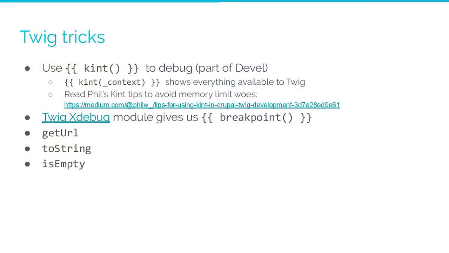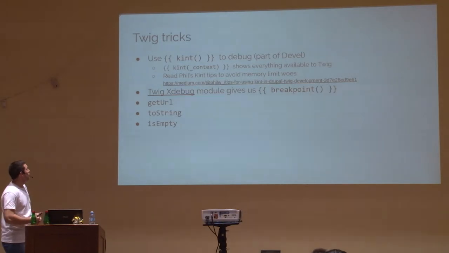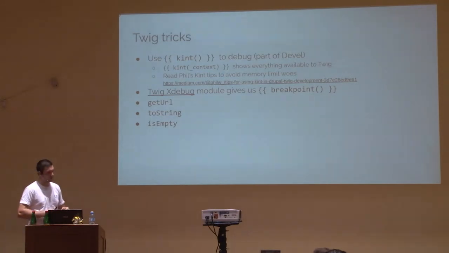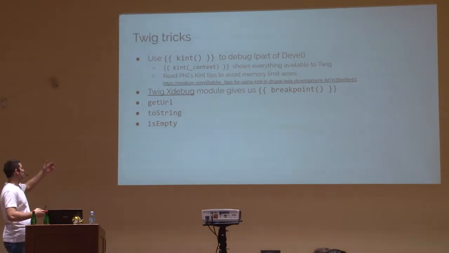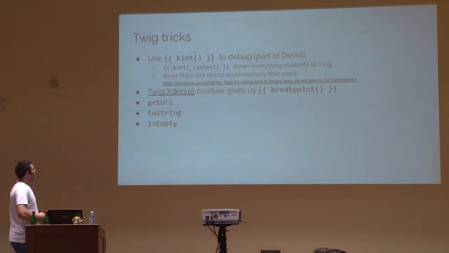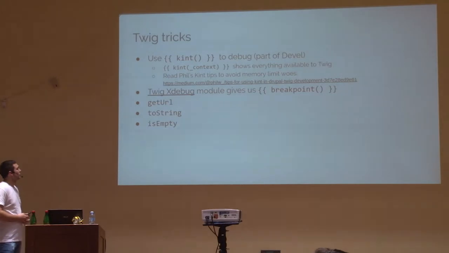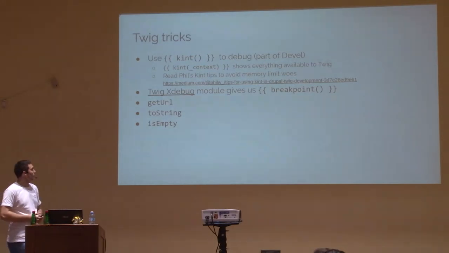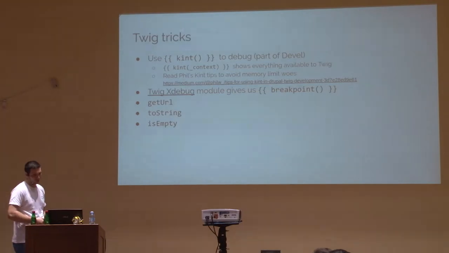We tend to use Kint because it allows us to get the entity. We prefer Kint more than Twig Xdebug because it allows us to take some values from the entities better than we can do with Twig Xdebug. There is a really interesting article from my colleague, Phil Wolstenholme, on Medium about Kint tips in Twig. So I recommend reading that.